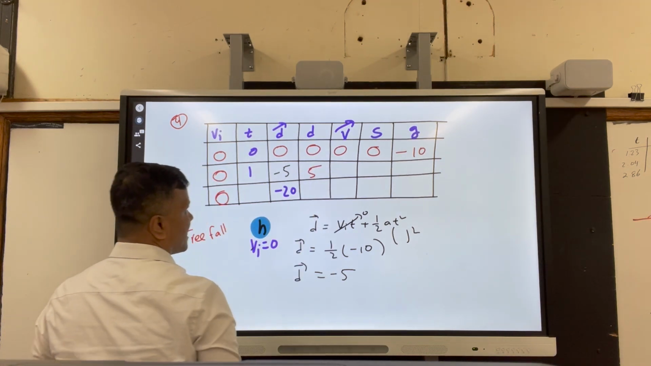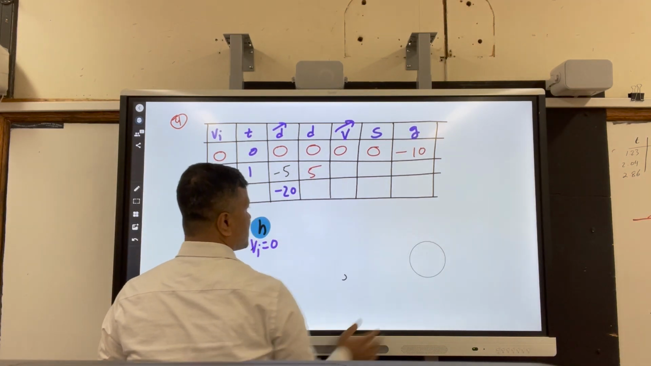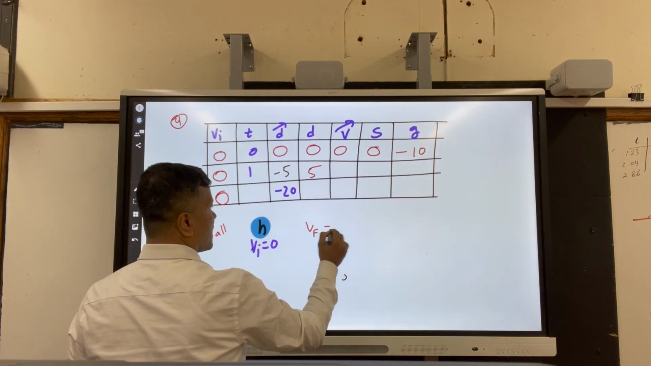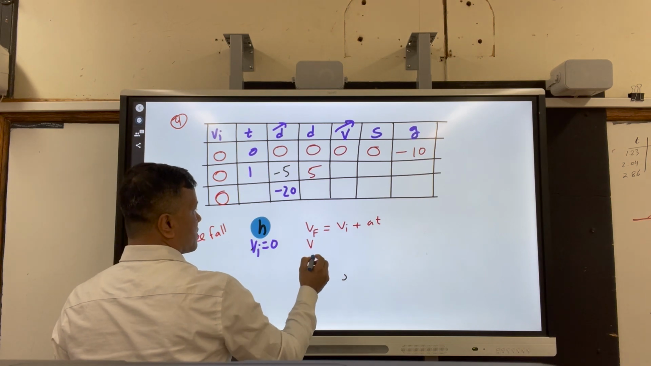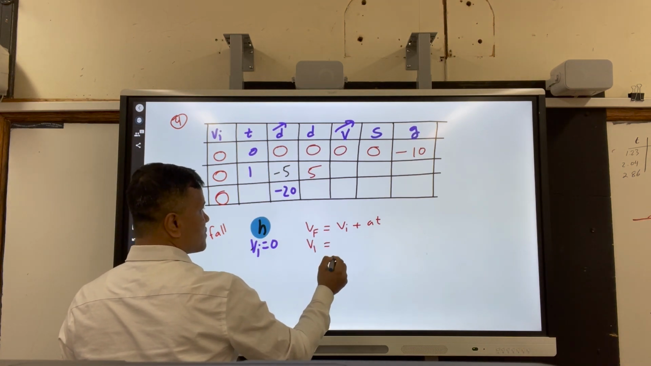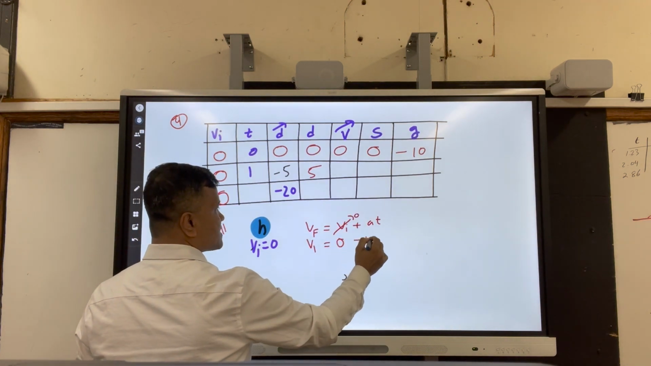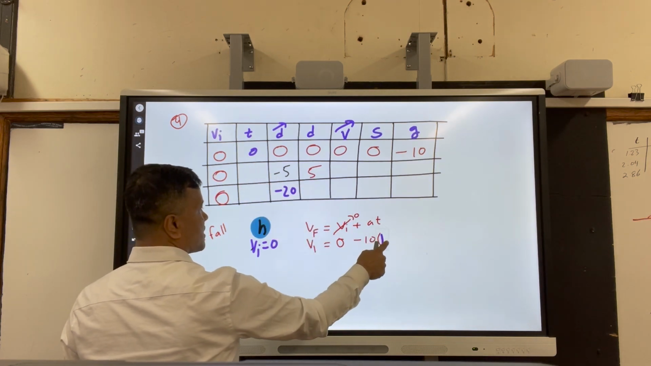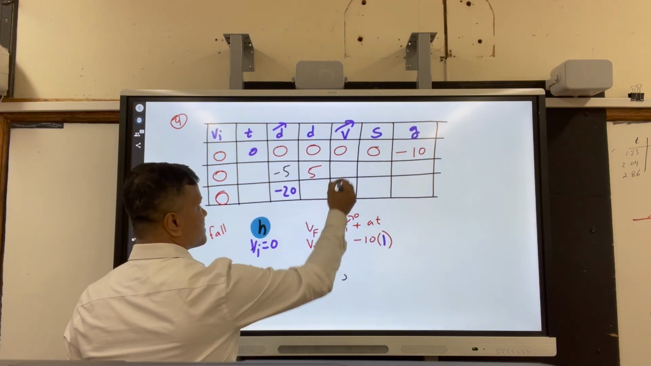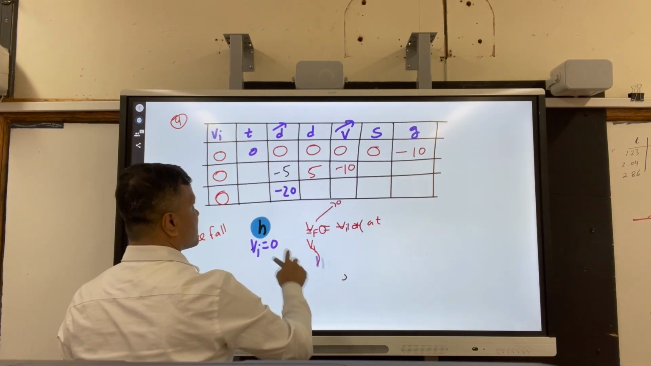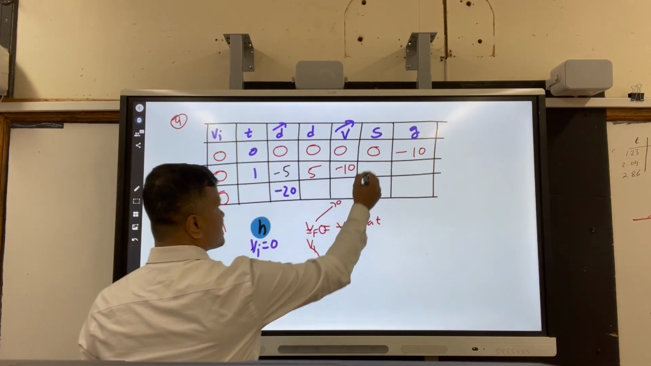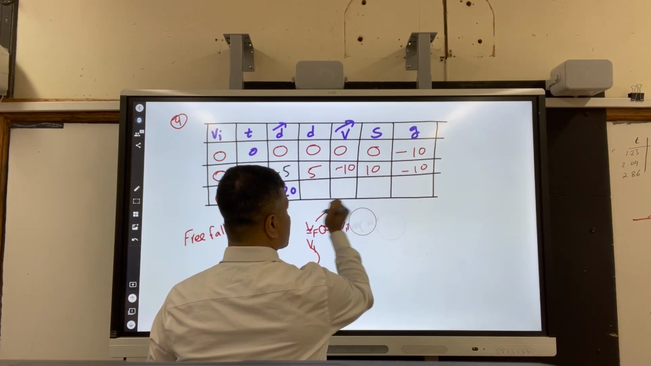Velocity would be -10. How is velocity going to be -10? Well, Vf is equal to Vi plus at, right? At the end of 1 second, velocity would be 0 minus 10. At the end of 1 second, velocity is going to be -10. Speed is 10, and acceleration is, of course, the same thing.